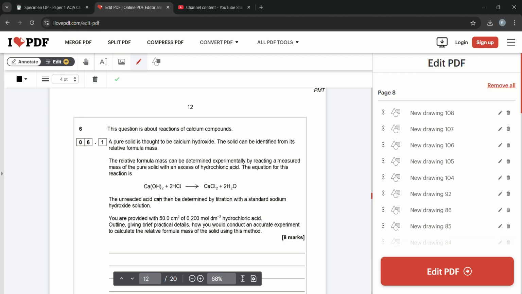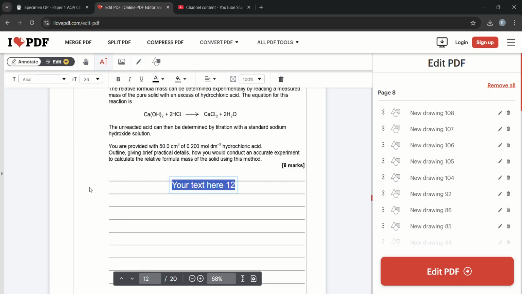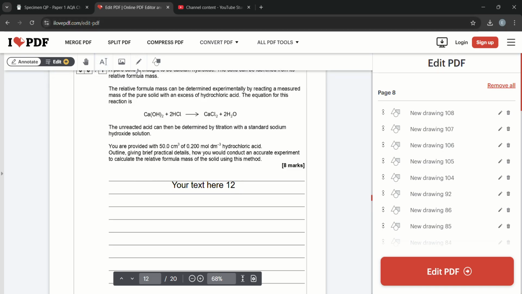The equation for the reaction is given. The unreacted acid can then be determined by titration with standard sodium hydroxide solution. You are provided with 50 cm³ of 0.2 mol dm⁻³ hydrochloric acid. Outline, giving brief practical details, how you would conduct an accurate experiment to calculate the relative formula mass of the solid using this method. 8 marks. I don't think I've ever seen an 8 marker before.